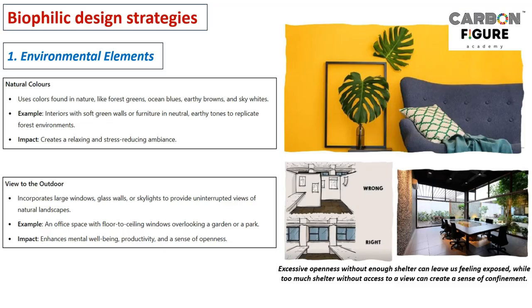So whenever you would like to paint your walls or floor or roofs or whatever it is, including the furniture, try to prefer the natural colors, right? That will give you a different kind of refreshing vibe. For example, interiors with soft green walls or furniture in neutral earthy tones to replicate a forest environment, right? That's an example suggestion.